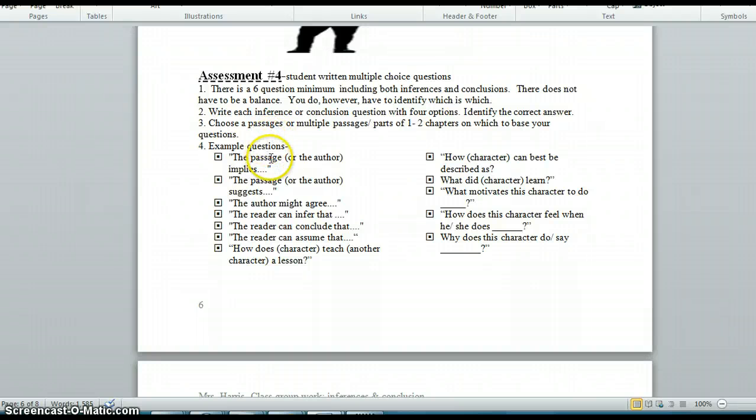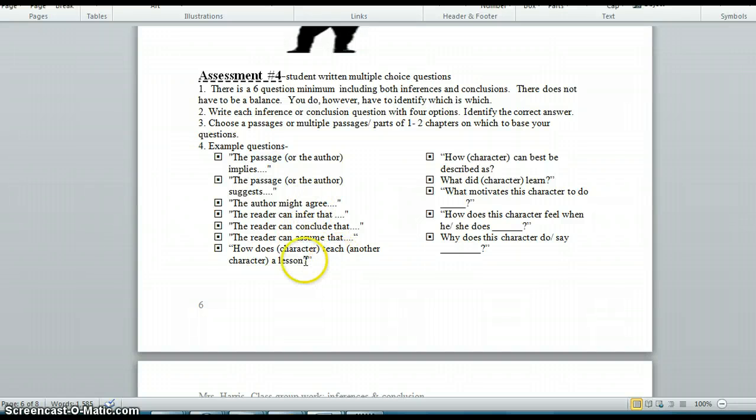And then here's some examples. The passage or author implies, finish the question. Or what does the passage or author imply? What does the passage or author suggest? For these two, you're getting it from a specific passage. You really do have to tell me what page and paragraph. Then the author might agree that this person does what? What might the reader infer, or the reader can infer what? The reader might conclude what? The reader can assume that, and then, of course, what they can assume, conclude, infer, agree on, that will be the multiple choice A, B, C, D, hopefully D.